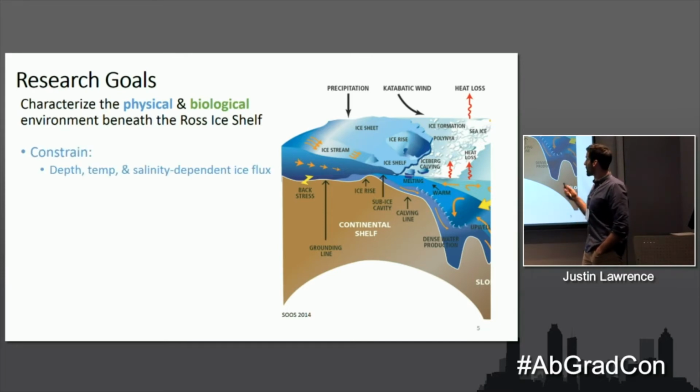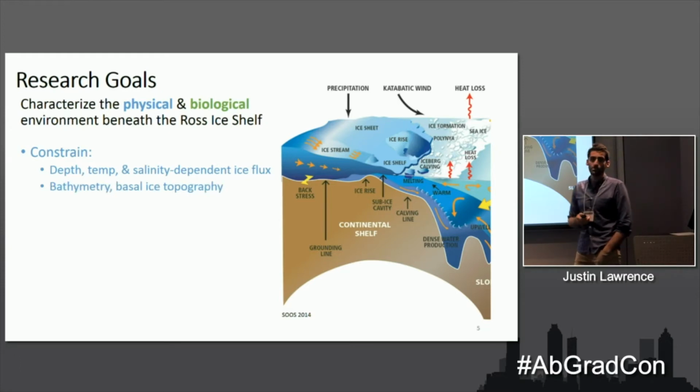So again, in Antarctica, some of the processes that we're really interested in is this depth, temperature, and salinity dependent ice flux. Because as ice is moving around underneath, it's entraining organics. It's controlling where things can live at that ice-ocean interface. And that's a process that's likely ongoing at Europa as well. And that can control where organics are getting incorporated into the ice shell, where you might want to land with a lander.